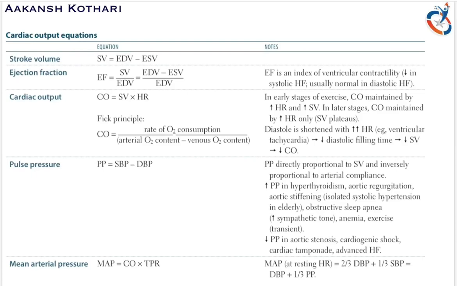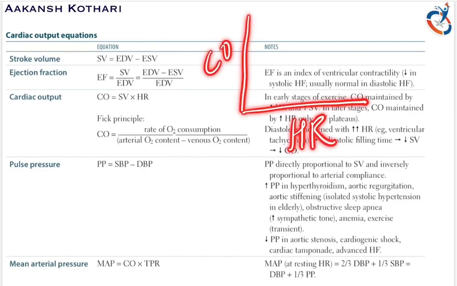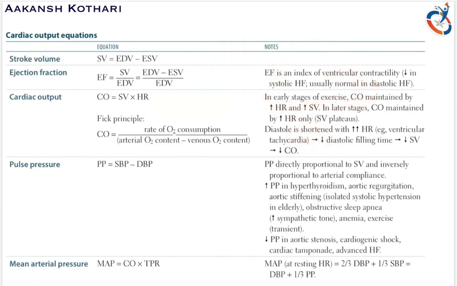So the graph between cardiac output and heart rate is usually this way. When the heart rate is very high, the cardiac output starts decreasing. Is it clear? Now what is pulse pressure? Pulse pressure is the difference between the systolic blood pressure and the diastolic blood pressure. Now the pulse pressure is directly proportional to the stroke volume and inversely proportional to the arterial compliance.